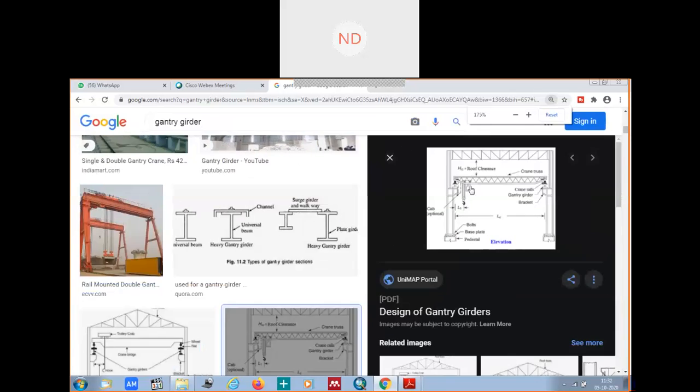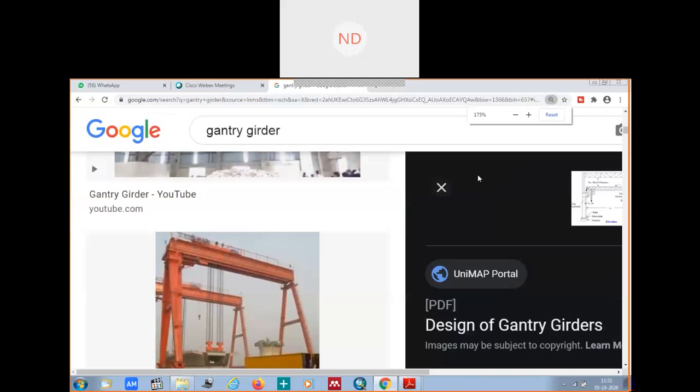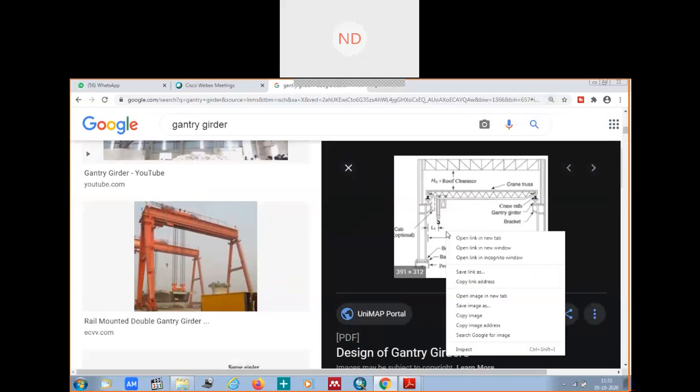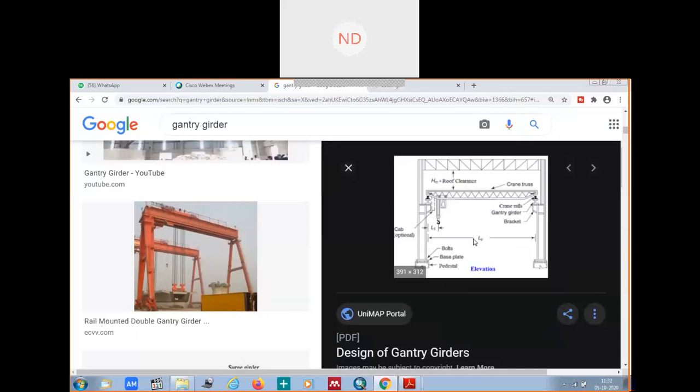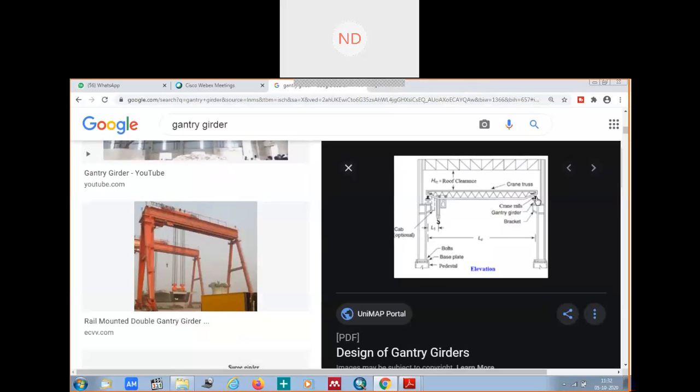If you see the elevation here, okay, you see here. This is your gantry girder, this is a rail section. Here it is a crane girder. Now this is the trolley. There is always a distance from this bracket plate. Above the bracket plate, you have your gantry girder, this is the elevation which you're looking at, and above that you have the rail section.